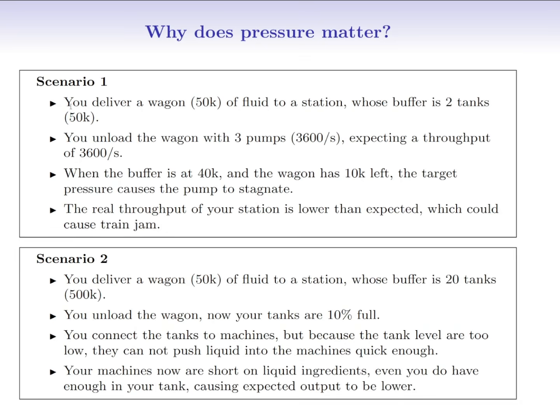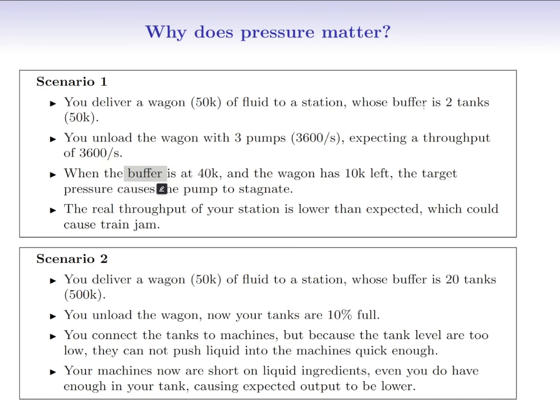Okay, so why does this matter? Why do we care? So let's think of a few situations. Suppose you deliver a volume of fluid, a volume has 50,000 capacity, to a station, and the station has 2 tanks as buffers, which is also 50k. You would have your volume delivering the fluid, pumping the fluid into the tank. Okay, so say you have 3 pumps sending the fluid, unloading the volume. Okay? And you would expect a throughput of 3,600 per second.